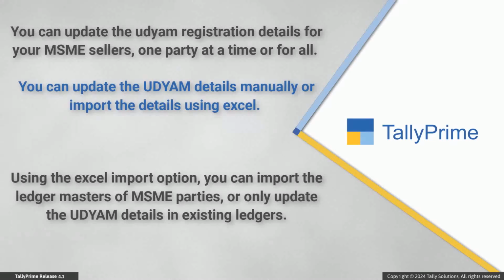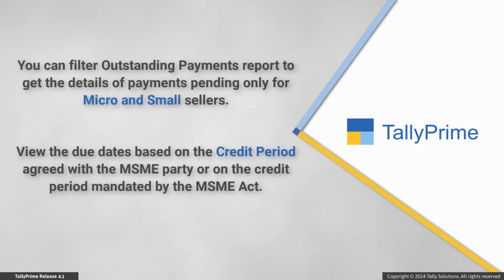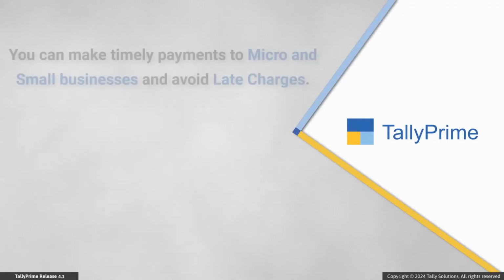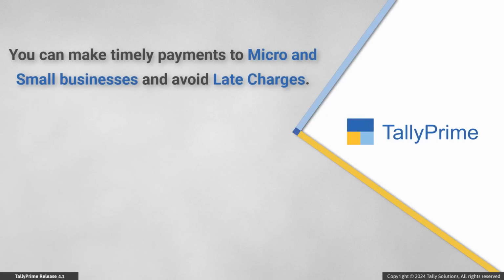You can update the UDYAM registration details for your MSME sellers, one party at a time or for all. You can update the UDYAM details manually or import the details using Excel. Using the Excel import option, you can import the ledger masters of MSME parties or only update the UDYAM details in existing ledgers. You can filter the outstanding payments report to get the details of payments pending only for micro and small sellers. View the due dates based on the credit period agreed with the MSME party or on the credit period mandated by the MSME Act. Using these features, you can make timely payments to micro and small businesses and avoid late charges.